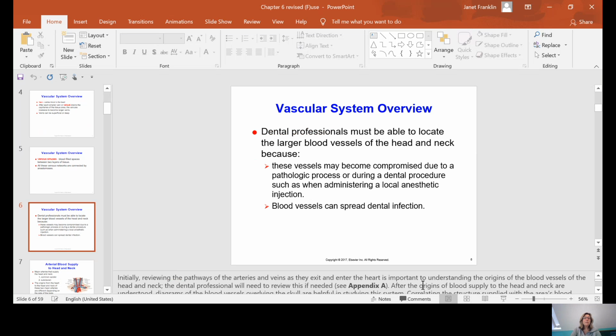Dental professionals must be able to locate the larger blood vessels of the head and neck because these vessels may become compromised due to pathologic processes, such as when you're administering local anesthesia. And blood vessels can spread dental infections. So bacteria from a dental infection can travel through the bloodstream and carry that bacteria and that infection to other parts of the body.